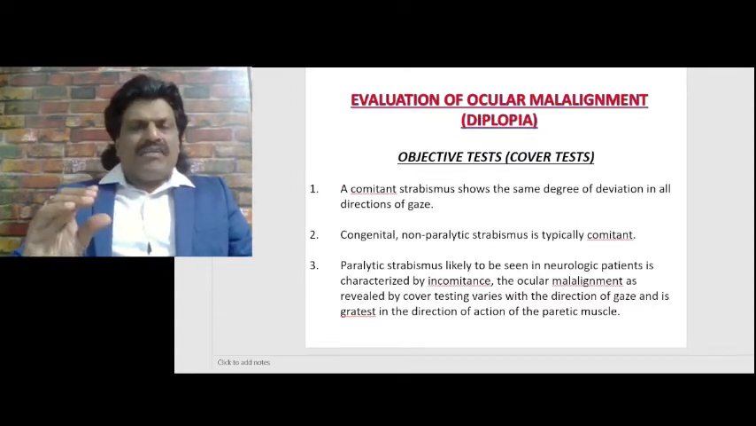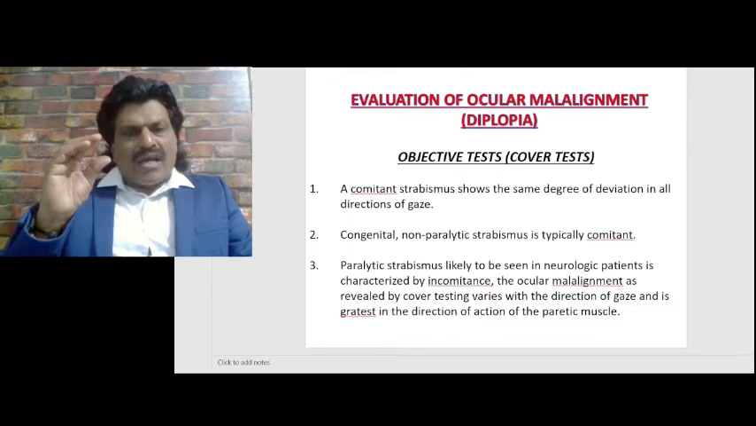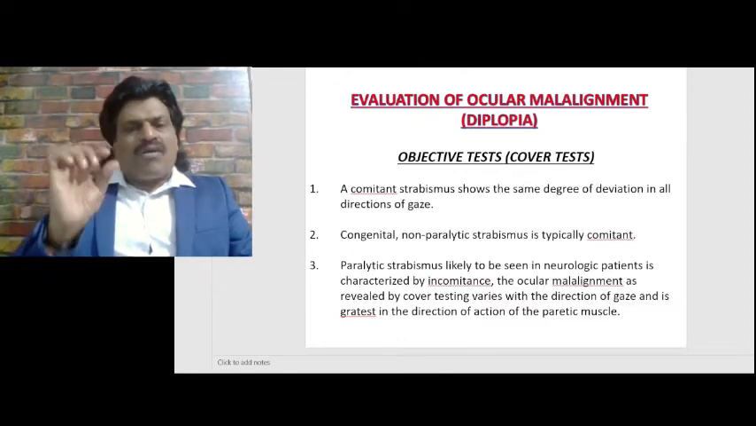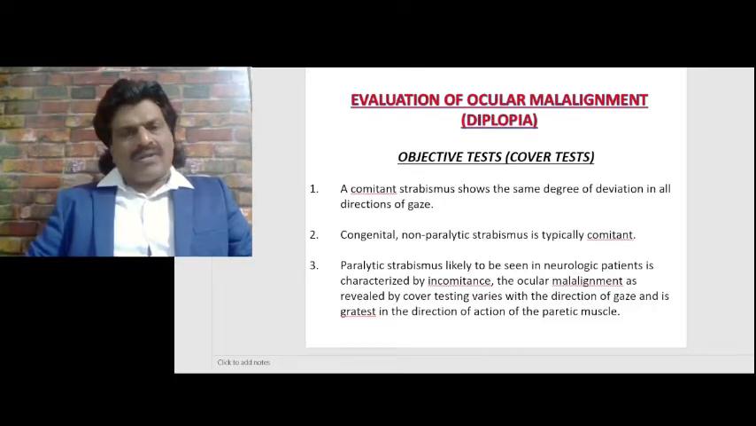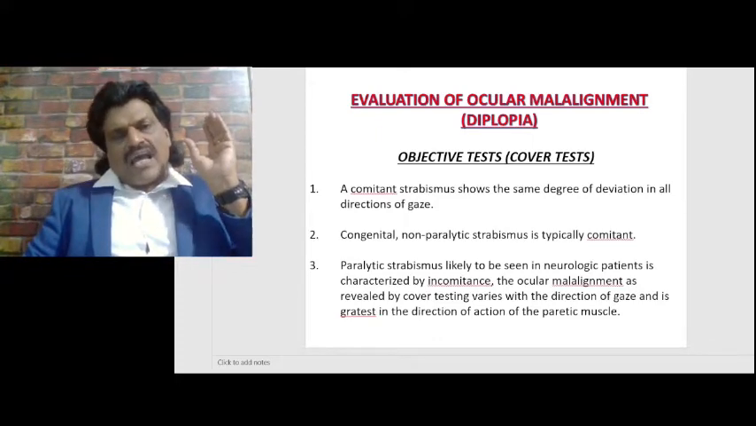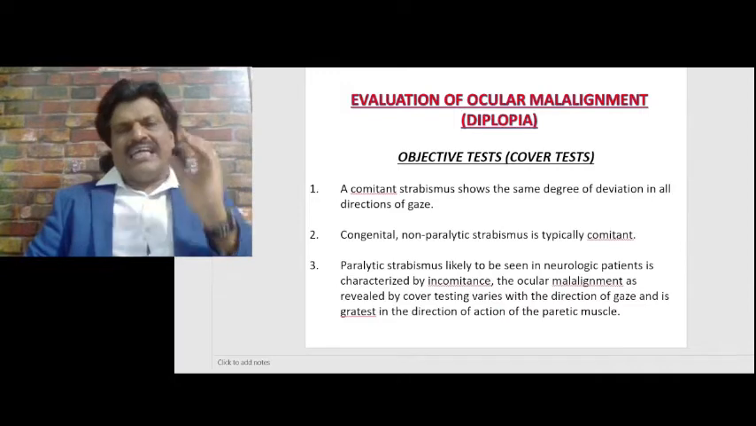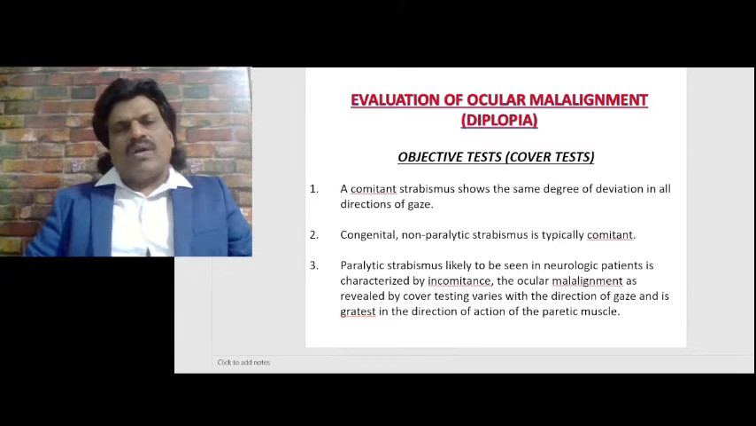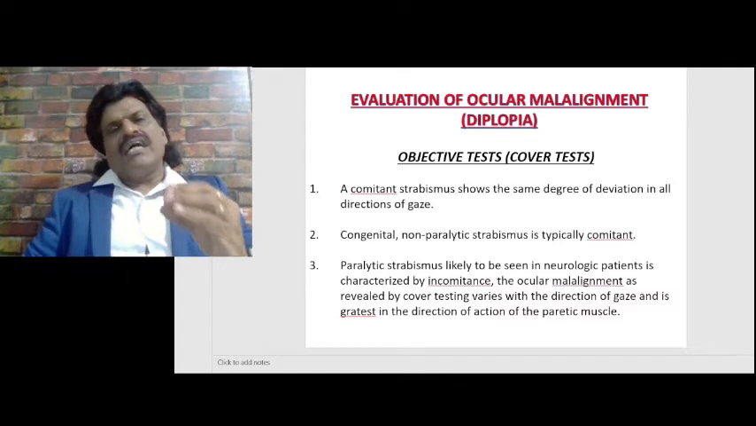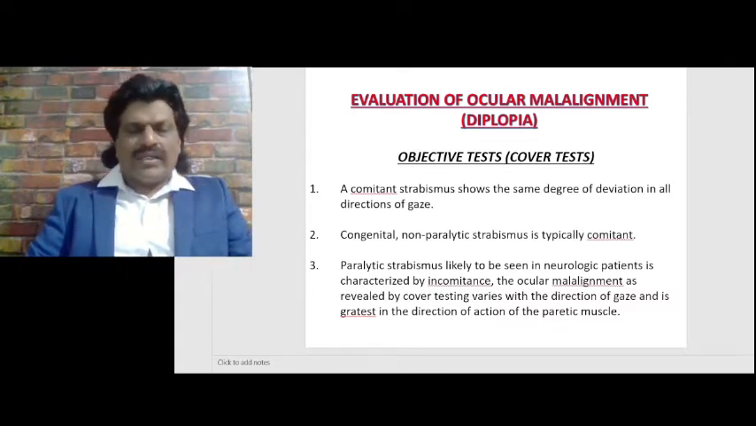So the primary deviation is the deviation of the eye movement because of the weakness of a muscle pertaining to the same eye, one eye. So it's based on Sherrington's law of reciprocal innervation. The secondary deviation is the deviation of the eye muscle in the healthy eye or the good eye. It is based on Herring's law of equal and dual innervation.